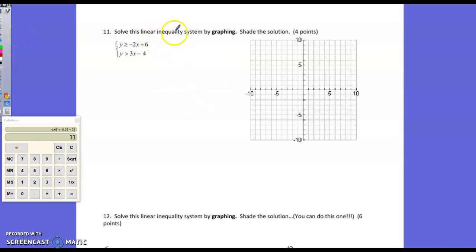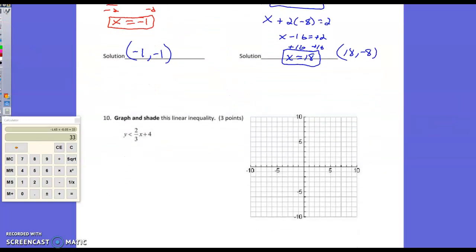Alright, solve the linear inequality system by graphing. Shade the solution. So, whoops, did I miss one? I think I did. Sorry about that. Go back. Forgot to scroll down.